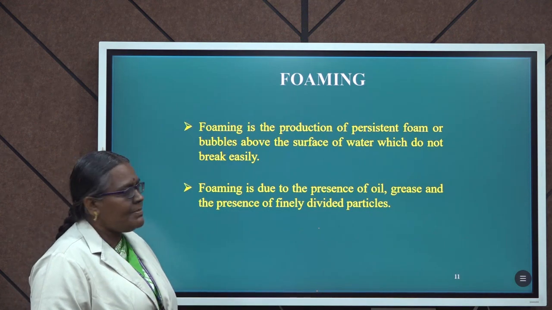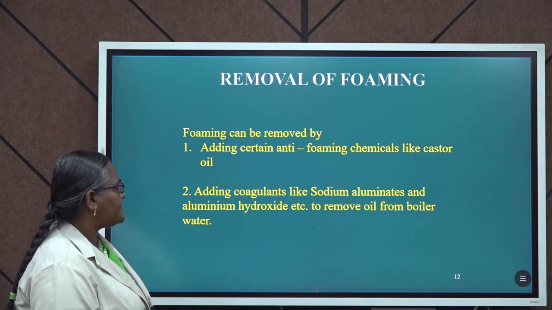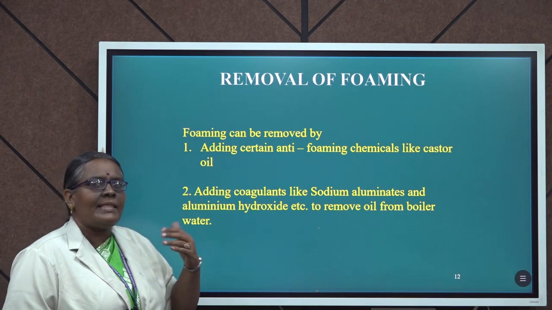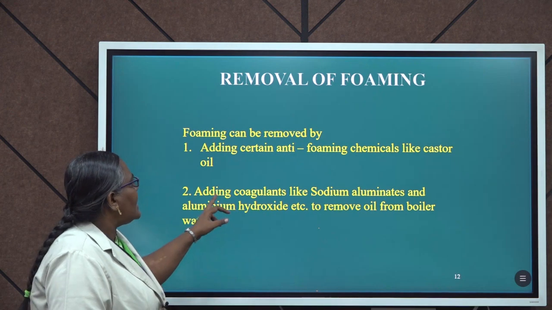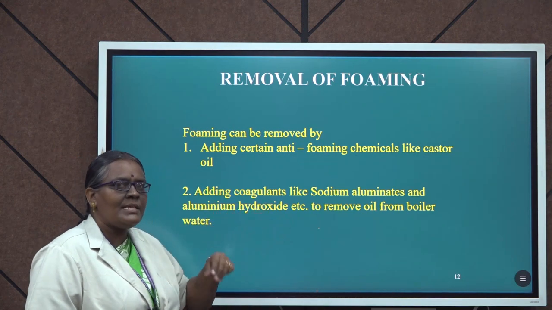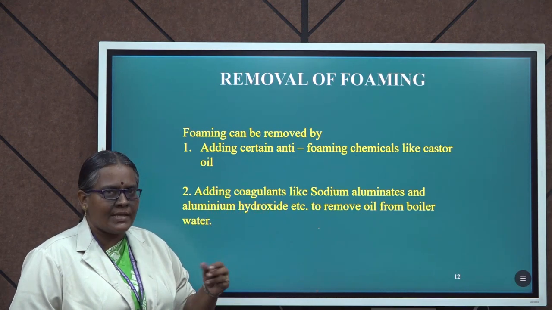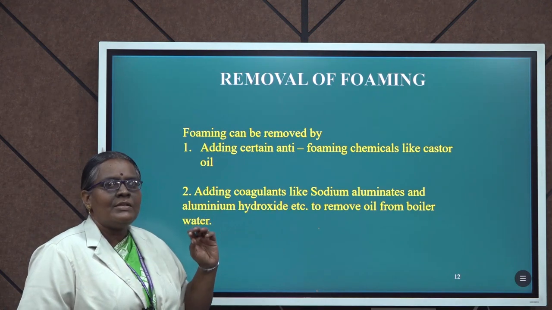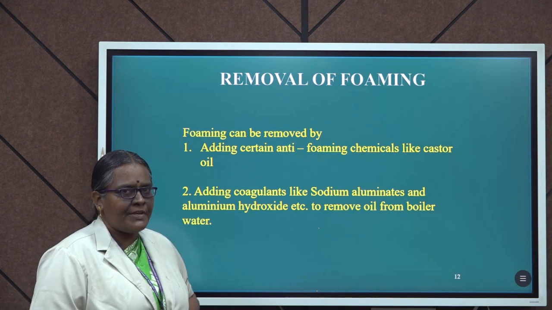So, this foaming can be removed by adding certain anti-foaming chemicals like castor oil that will not form any bubbles. Otherwise, by adding coagulants that will deposit oil or grease like sodium aluminate or aluminum hydroxide. So, they remove oil from the boiler feed water.